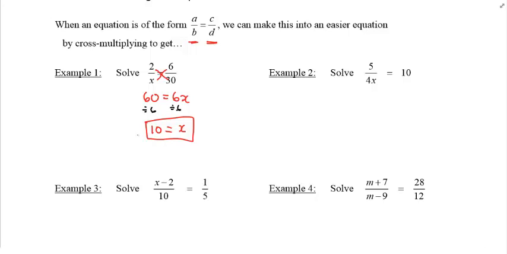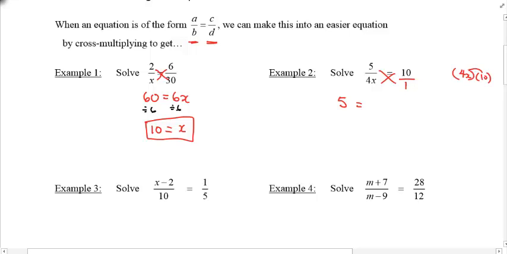You're like, example number 2, I don't see a fraction. Make a fraction. 10 is the same thing as 10 over 1. Now cross multiply, so 5 times 1 is 5. 4x times 10, that's what you're doing here. Once again, you're not distributing them both right now, just to the coefficient. So this is 40x.